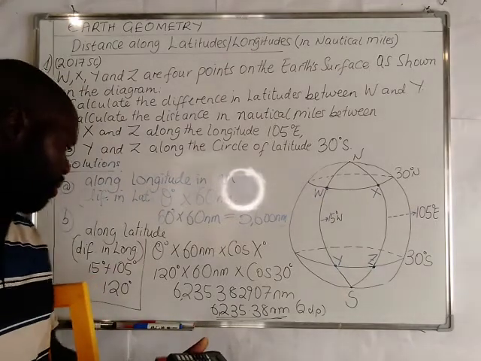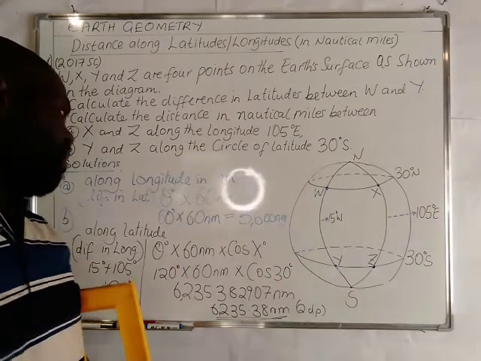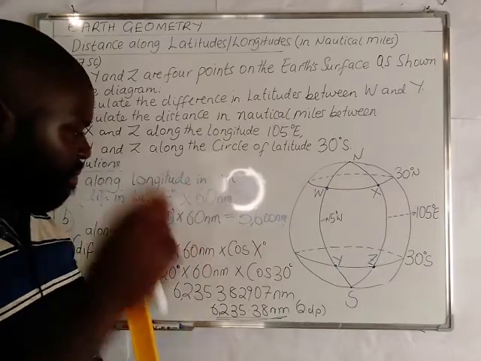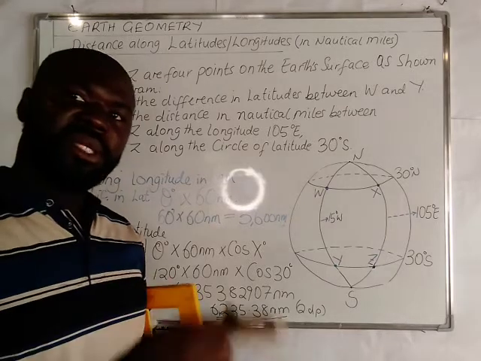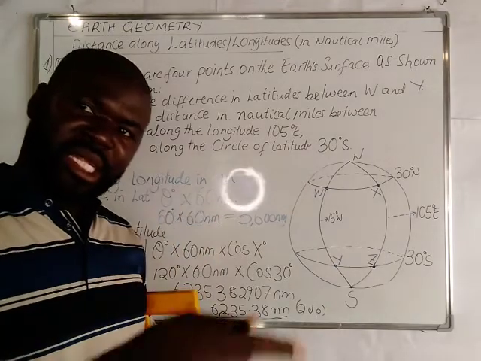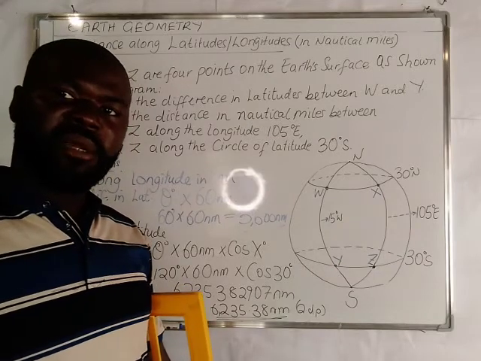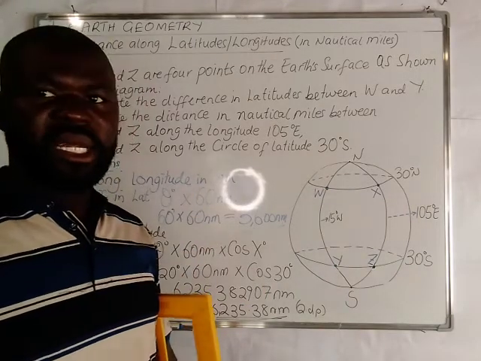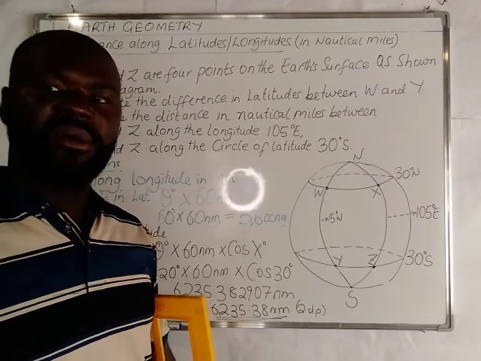So basically, this is what you do whenever you're getting your distance in nautical miles along latitudes. You find the difference in longitude, multiply by 60, then you multiply by cos that latitude where the two places are. That's what you do basically. Along latitude, you say difference in longitudes times 60 times cos the name of that latitude. Along longitudes, you say difference in latitudes by 60 nautical miles. Basically, that's what you do to get the distance in nautical miles along longitudes and along latitudes.